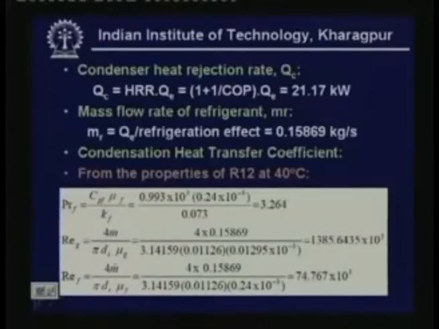So the refrigeration effect is specified. Substitute the value of the refrigeration effect and the refrigeration capacity, and you find that the mass flow rate of refrigerant is equal to 0.15869 kg per second.